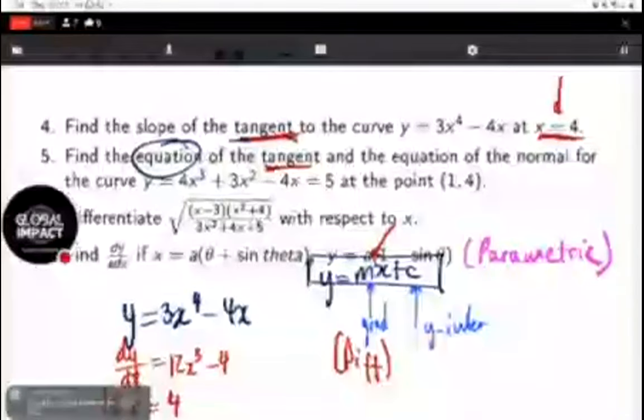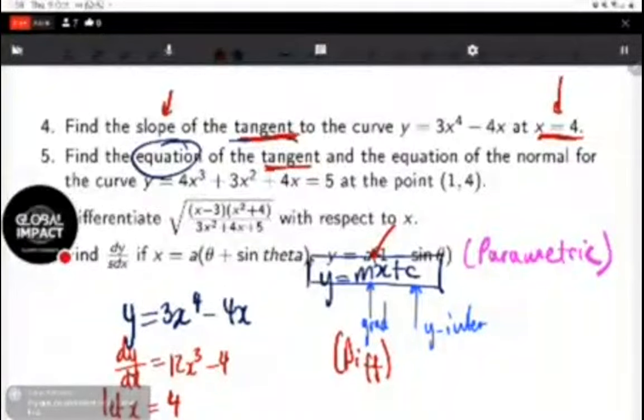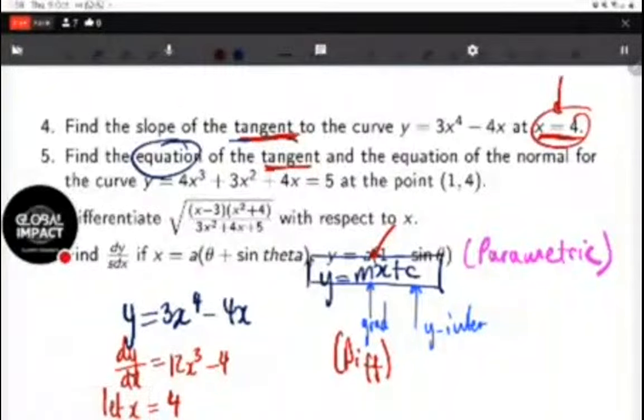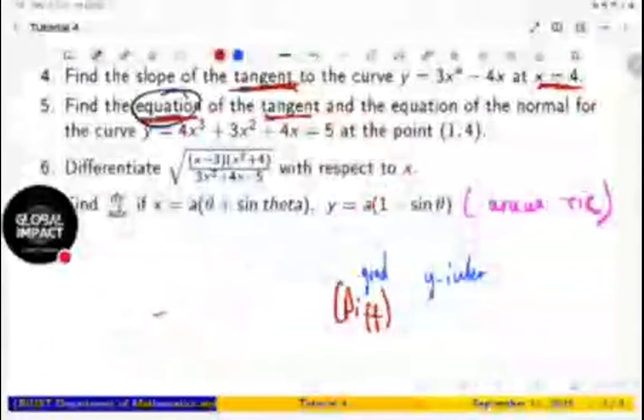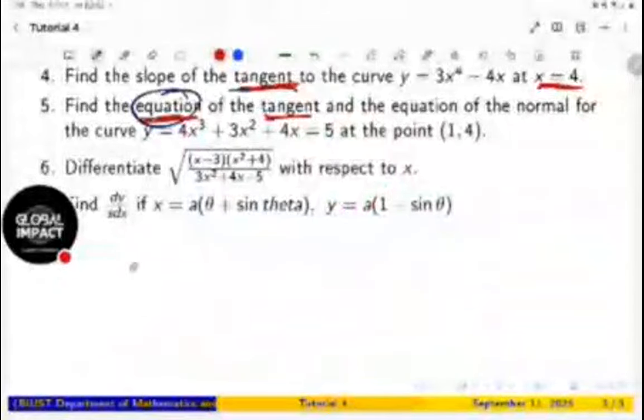Anyway, find your m. It's unacceptable for you to tell me you can't find the slope of the tangent. Slope: to differentiate and put in this point. Here they want the equation of a tangent. Tangent is a line, so the equation is y equals mx plus c. This is for the tangent, okay?